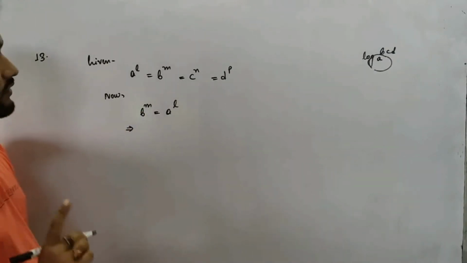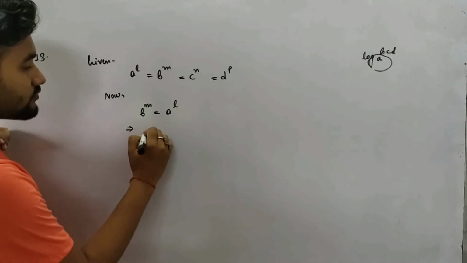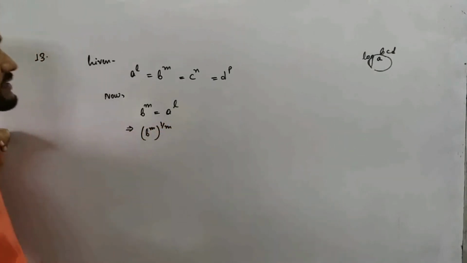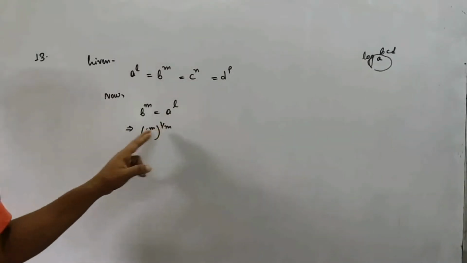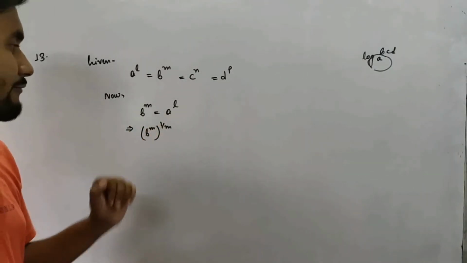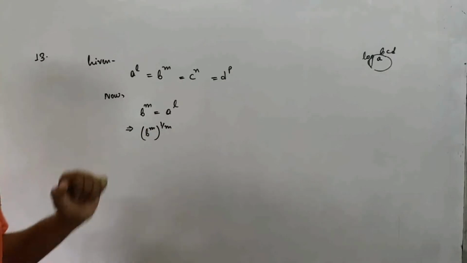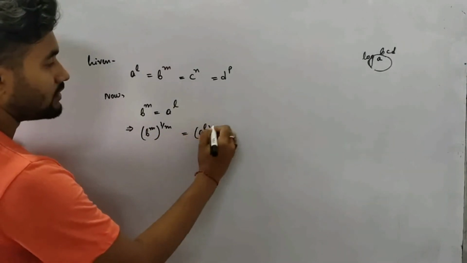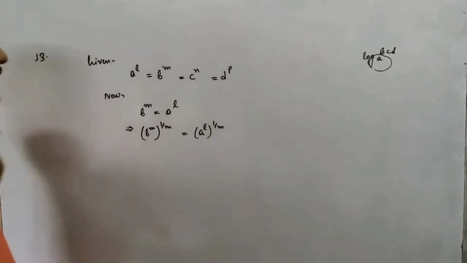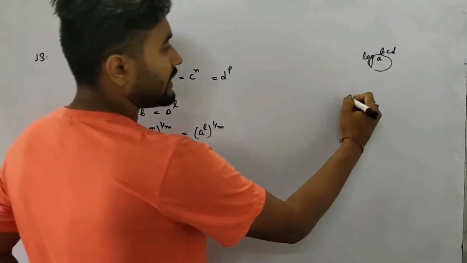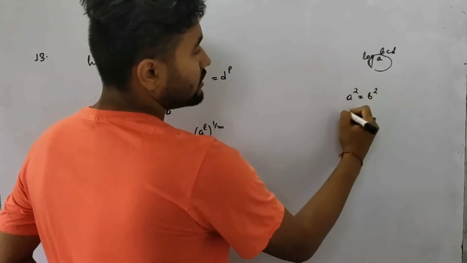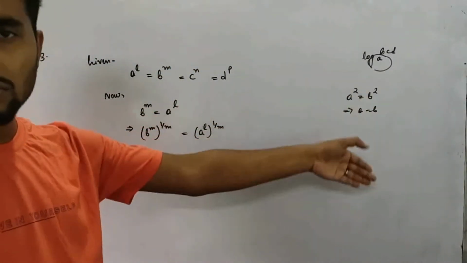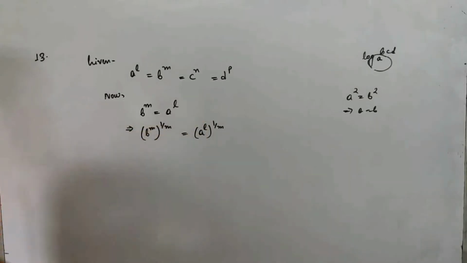Now you see, I need the value of b. So I need to cancel this m. What power should I bring? To the power 1 by m. So on the right hand side also I have to bring the power 1 by m. The same power we can cancel, isn't it? If a square equals b square, we write a equal to b, isn't it? So the same power you can bring also. So we have brought 1 by m this side.